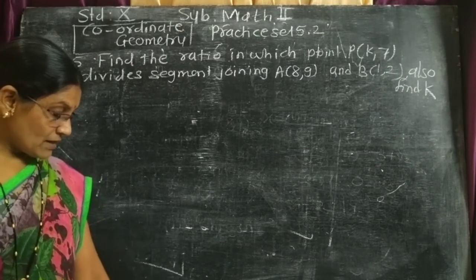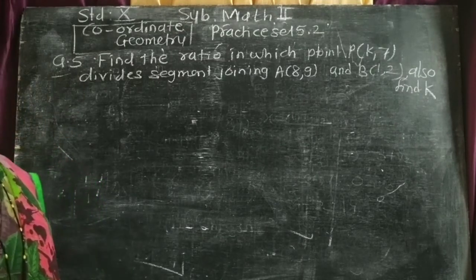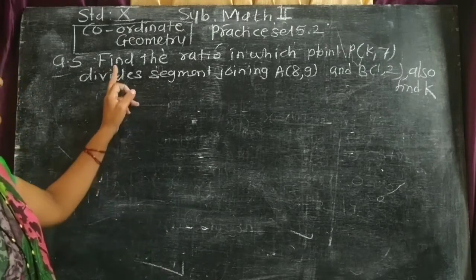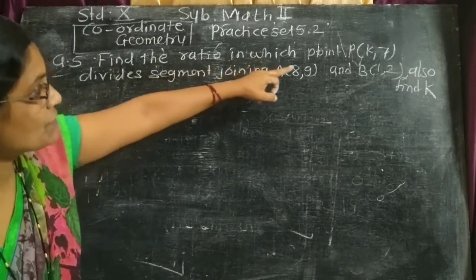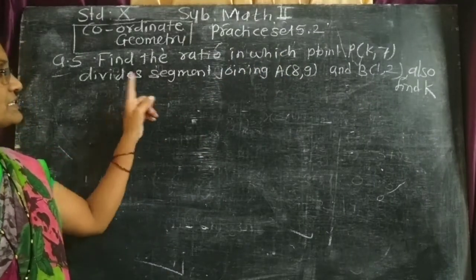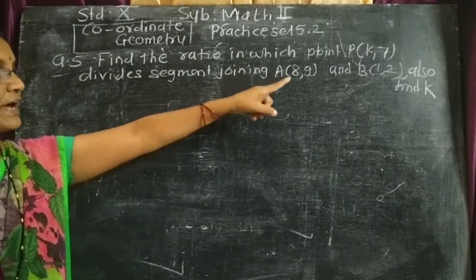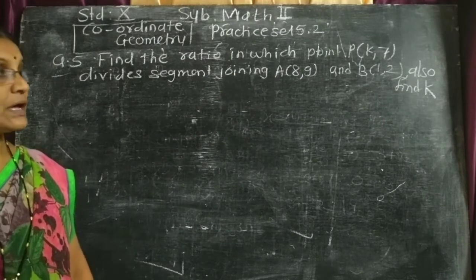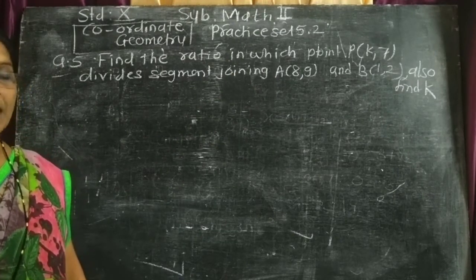Question number 5. What is the given question? See here carefully, listen. Find the ratio in which point P(k, 7) divides the segment joining A(8, 9) and B(1, 2). Also we have to find k.